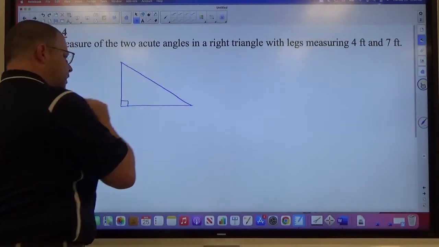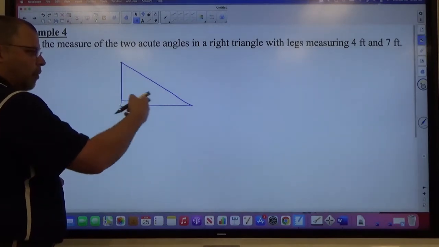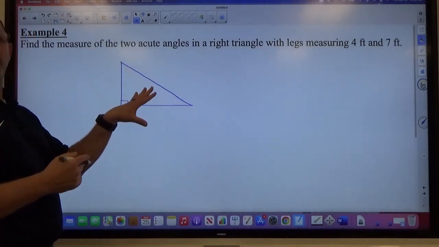So I'm going to draw a right triangle. The parts of a right triangle are leg, leg, and hypotenuse. And you need to be very careful with what they give you for information. So it says the legs are measuring 4 feet and 7 feet. So that means the two sides making the right angle are 4 feet and 7 feet. I already drew my picture looking like this.